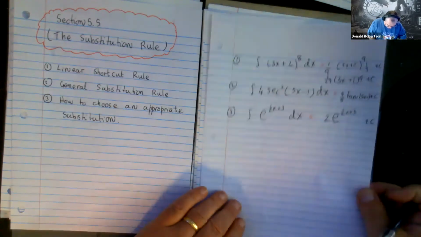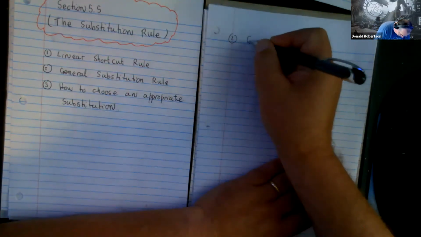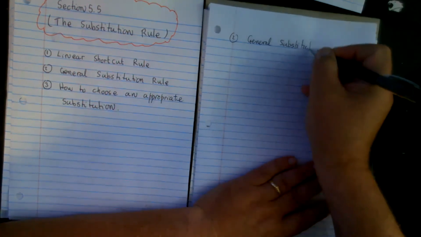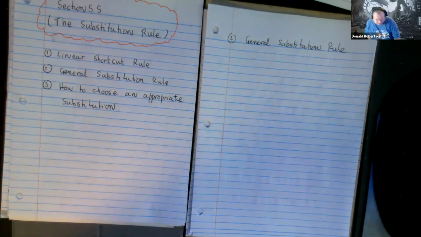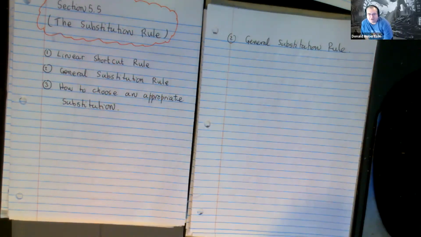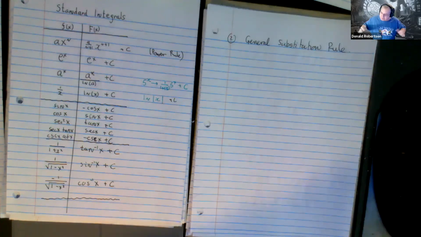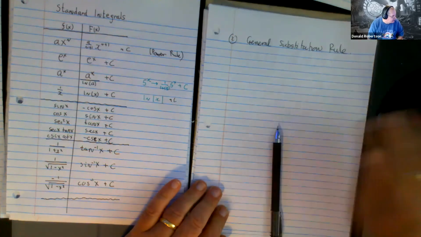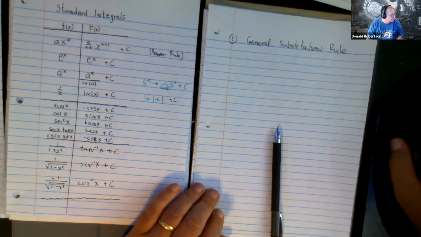So now we are going to look at the bigger version of this. We're going to look at the general substitution rule. This guy is going to allow us to integrate virtually, as I said before, a whole million more things can now be integrated because of this rule. And what we're going to do is show you it by process, by showing you some examples, and then we'll work from that.